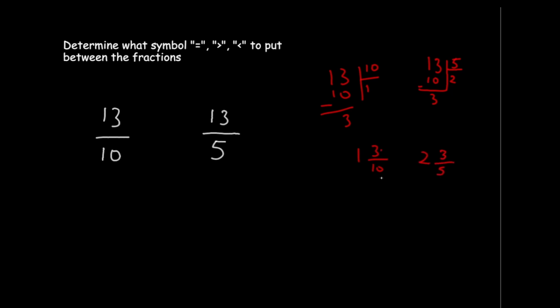Well, we know that these are both proper fractions, so they're less than 1, but we have 2 and 1, and 2 is bigger than 1, right? So by looking at this, 5 is smaller than 10, so 13 over 5 is actually bigger than 13 over 10.